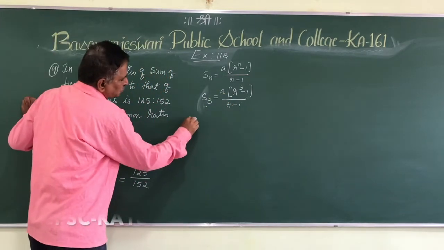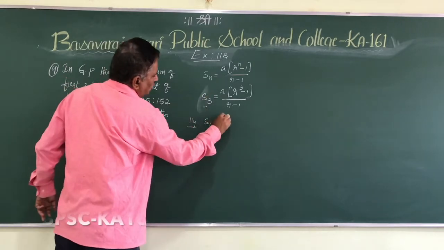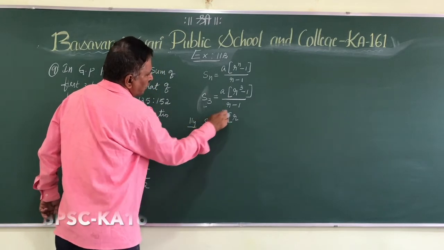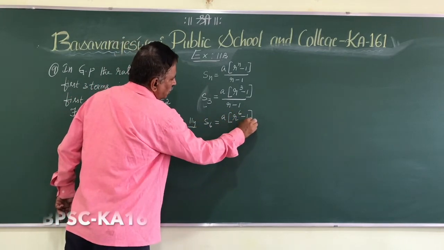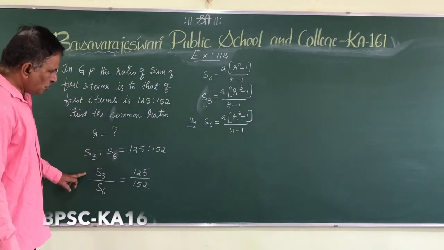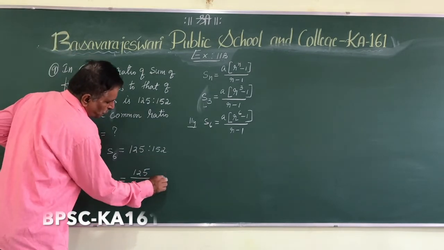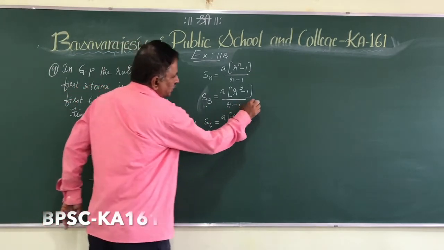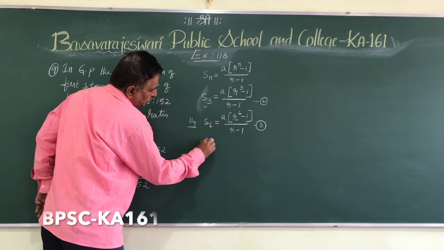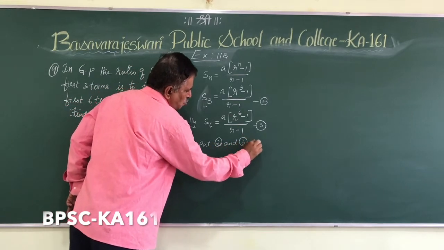Similarly, S6 is equal to, same formula, A value we don't know, R value we don't know, N value is 6, so A into R to the power of 6 minus 1 divided by R minus 1. Now you have to substitute the value of S3 as well as S6 in this. Let it be equation 1, and equations 2 and 3. So put 2 and 3 in 1.